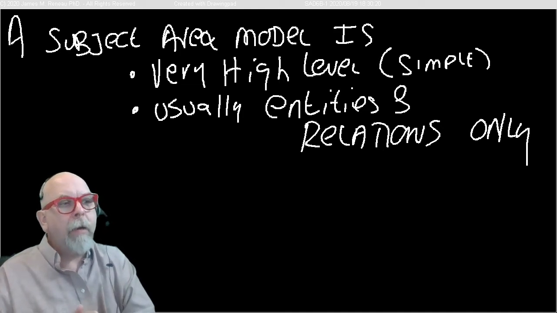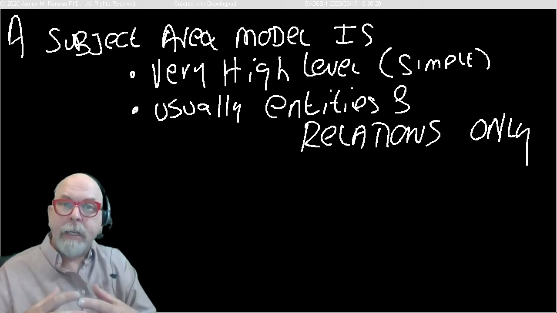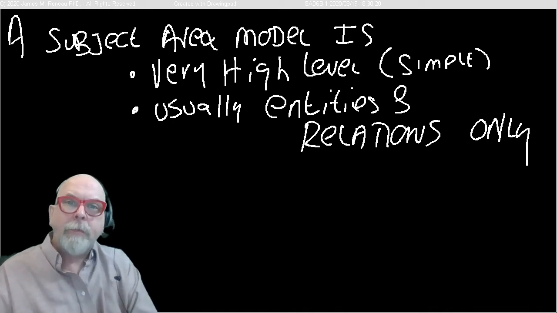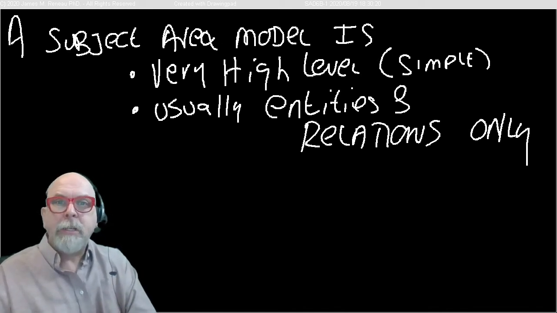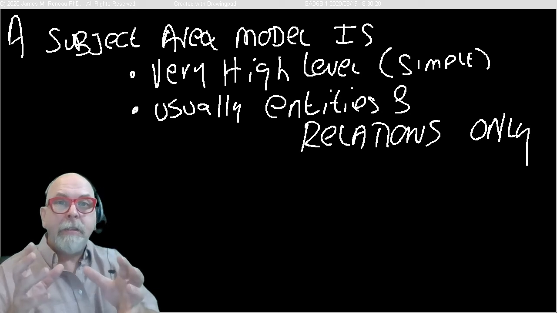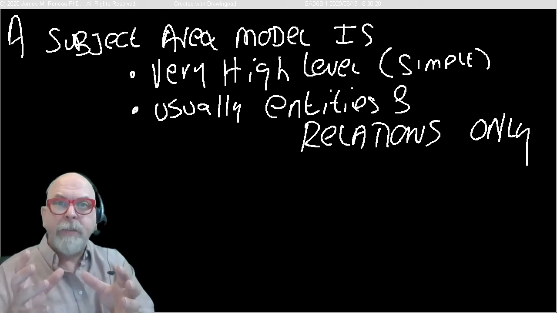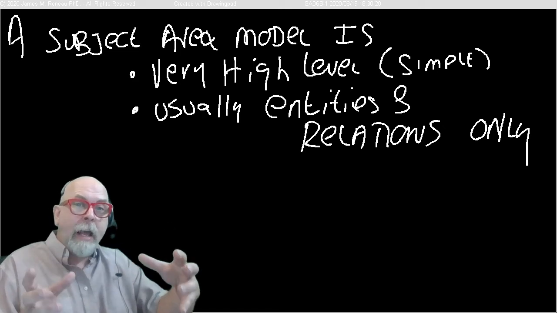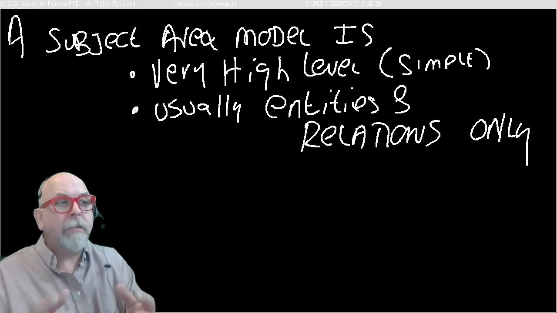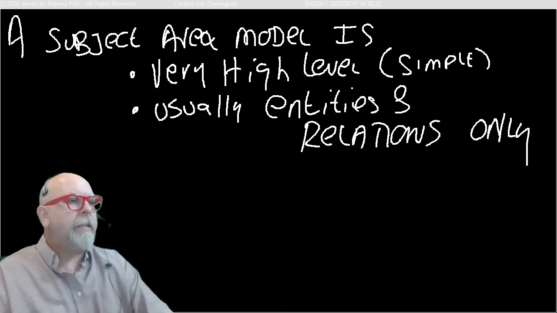So a subject area model is just exactly what it sounds like. It's a really high-level model, a really high-level diagram. Basically, a subject area model just contains the entities and the really important relationships. It's a way to start understanding the data and the relationships of the data, and then we'll add more detail to it and add more detail to it as we finally develop our real final diagram. So a subject area model is a very high-level, simplified diagram that usually contains entities and relations.